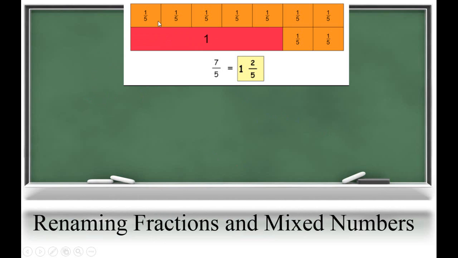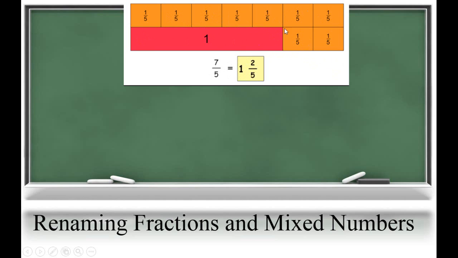So we'll start with 7/5. You can see the student has 1, 2, 3, 4, 5, 6, 7/5 strips. The student can replace the 5 of those strips with 1 whole, and they have 2/5 left over. So 7/5 is the same as 1 2/5.